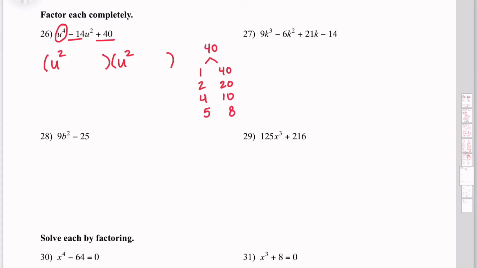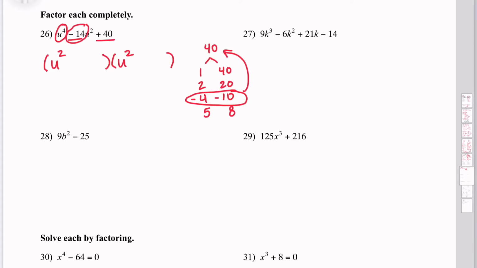Of these factor pairs, which could potentially add up to negative 14? This third one, but they need to be negative. So negative 4 times negative 10 makes positive 40, and negative 4 plus negative 10 gives us negative 14.